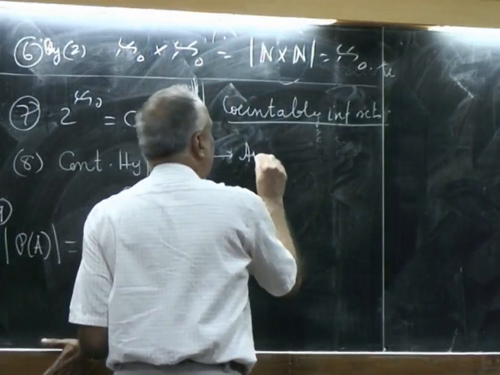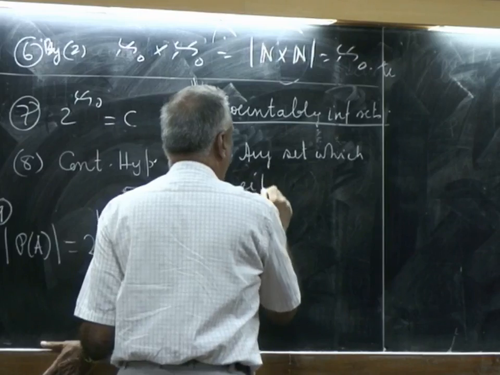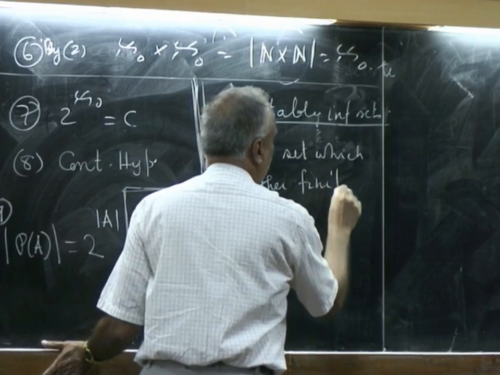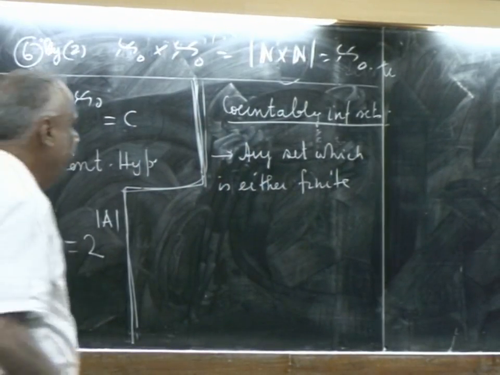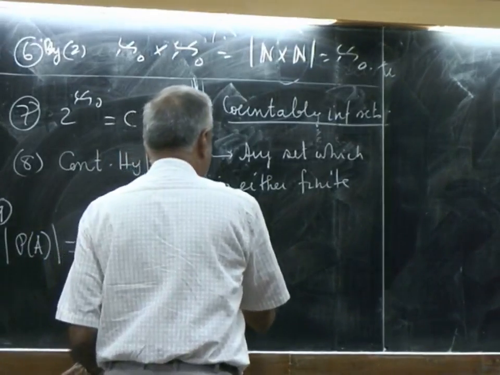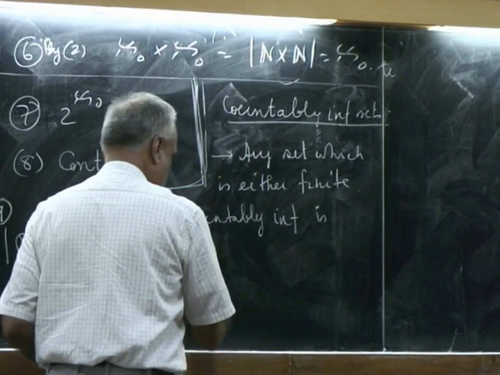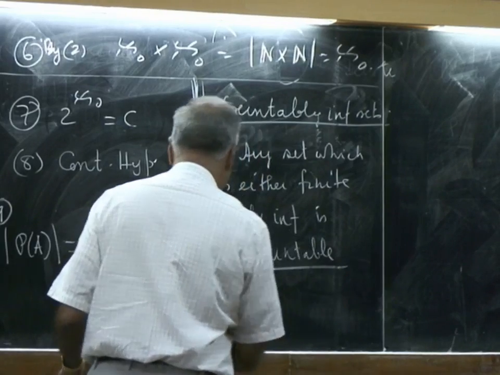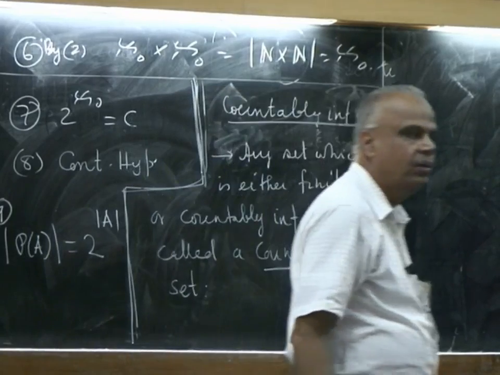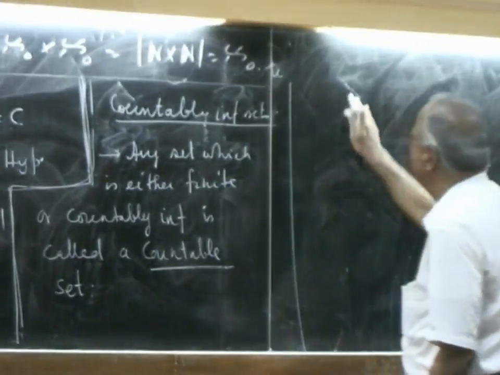So any set which is either finite, and when I say finite, I include the empty set also. The empty set is having 0 elements. Finite or countably infinite is called a countable set. I will include both of them in this terminology. So when I say countable, I mean either finite or countably infinite. Okay. So now let's look at some very simple properties.